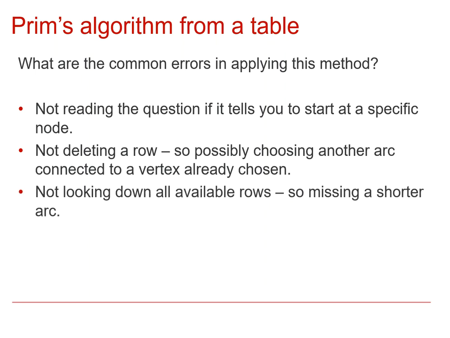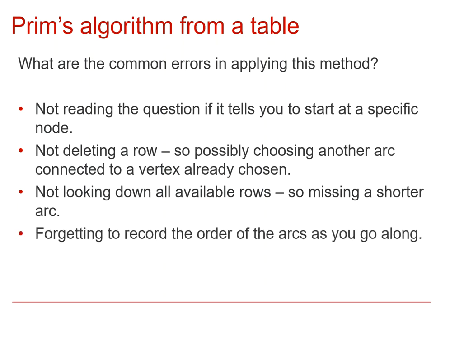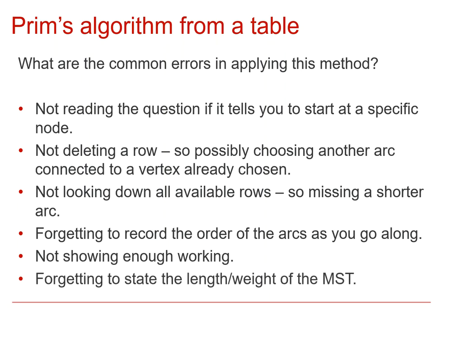Again, it's easy to forget to look down all the available rows. It's not just the one that you've just been dealing with. Any row that's already from a node that's already been added is one that you need to look down. And of course, forgetting to record the order as you go along, or after you've done it. Either way, it needs to be recorded. Maybe not showing enough working. Again, as I mentioned, it's important that it's clear that you've used Prim's algorithm and not just got to the correct answer using some other method. And of course, it's almost always the case that they will ask you for the total weight once you're done, so make sure you don't forget that, because that's an easy mark to drop.